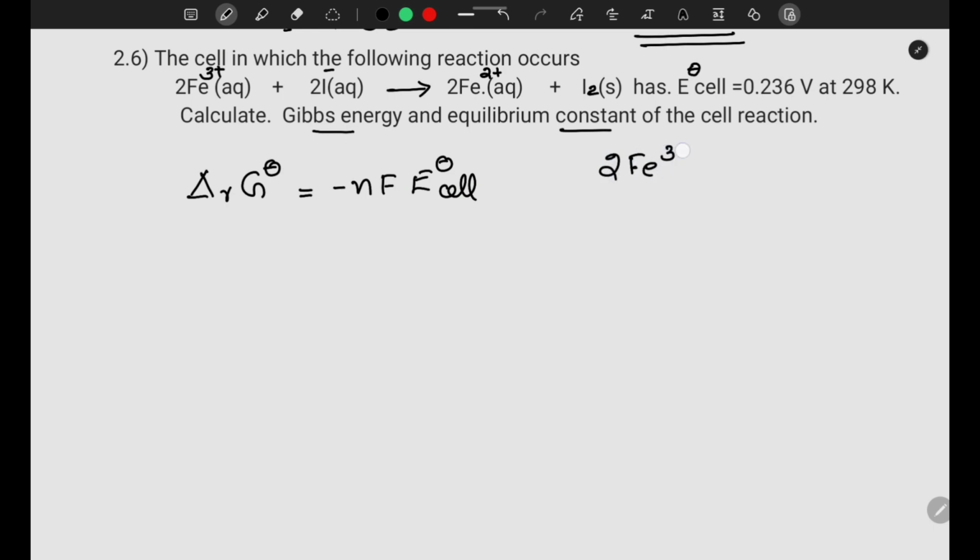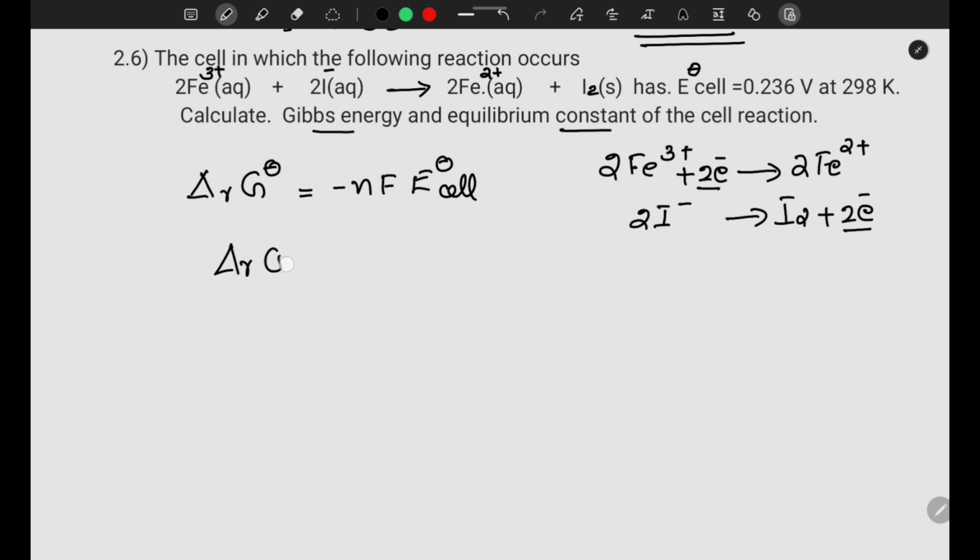So 2Fe3+ is changing to 2Fe2+, that is Fe3+ is undergoing reduction. So let us balance the equation by adding the electron. Similarly, 2I- gives I2. Here the number of moles of electrons involved is 2. So n equal to 2. So delta G naught is equal to minus 2 into Faraday's constant, which is 96,487 coulomb, but we can take it as 96,500 for calculation.